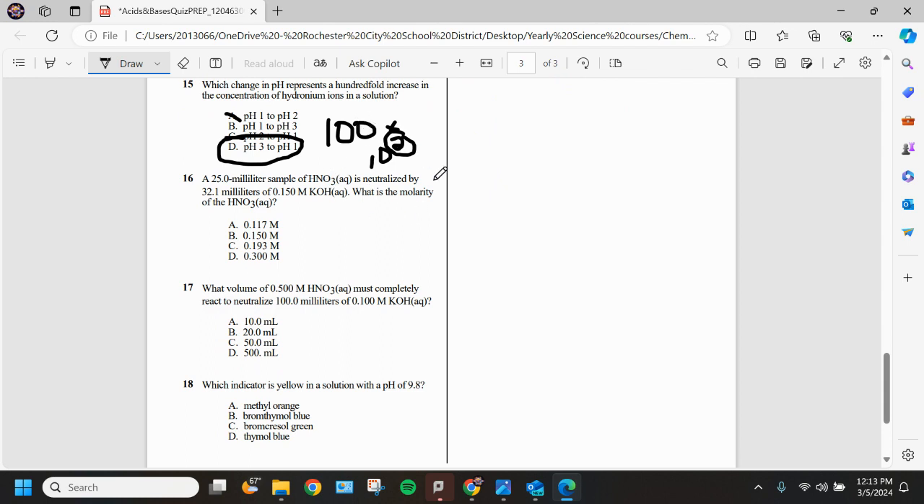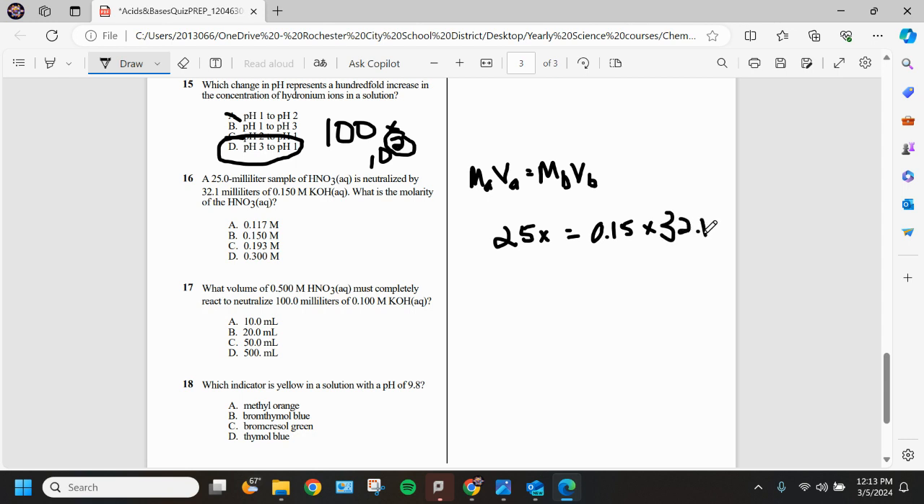All right, a 25 milliliter sample is neutralized by 32.1 milliliters of this. This is MAVA equals MBVB, your titration equation. And then we just have to plug this stuff in and do some calculating. So a 25 milliliter sample of acid. That's 25. Don't know the molarity of the acid, so that's X. Molarity of the base, 0.15 times 32.1.